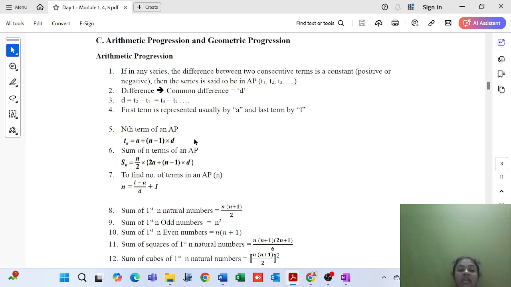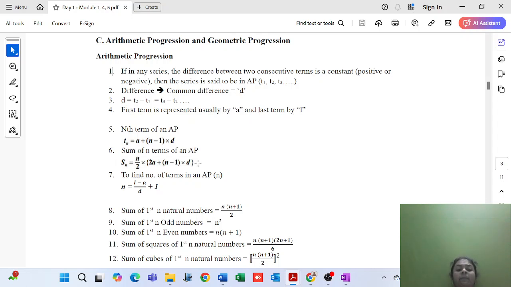Now these three formulas are the important formulas to remember in an AP. What is the formula for the nth term of an AP? A plus n minus 1 into D. Always remember multiplication first, followed by addition. So n minus 1 into D first you will do, and then followed by addition, plus A. So the nth term is A plus n minus 1 into D.